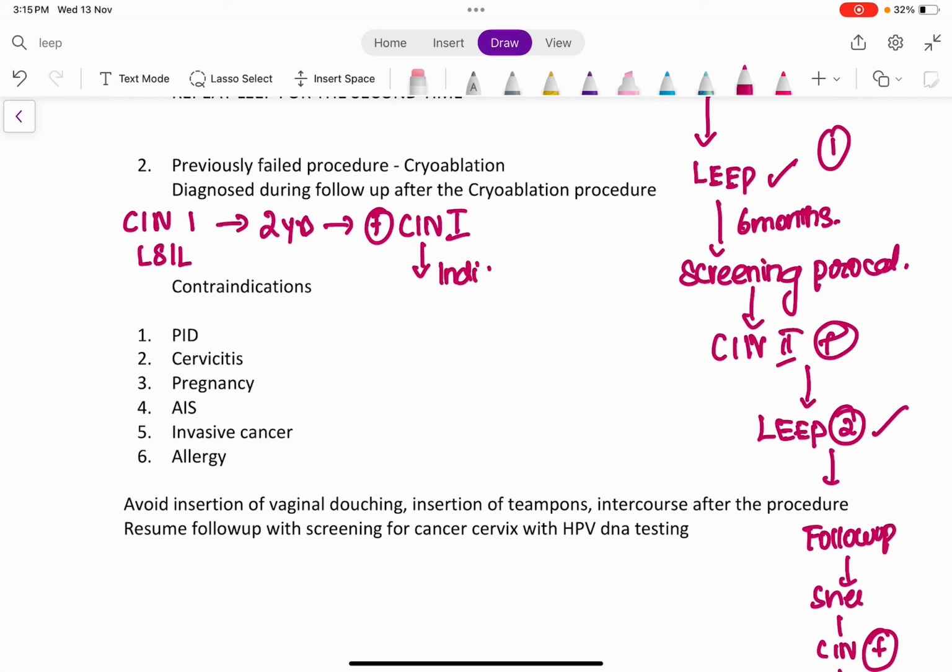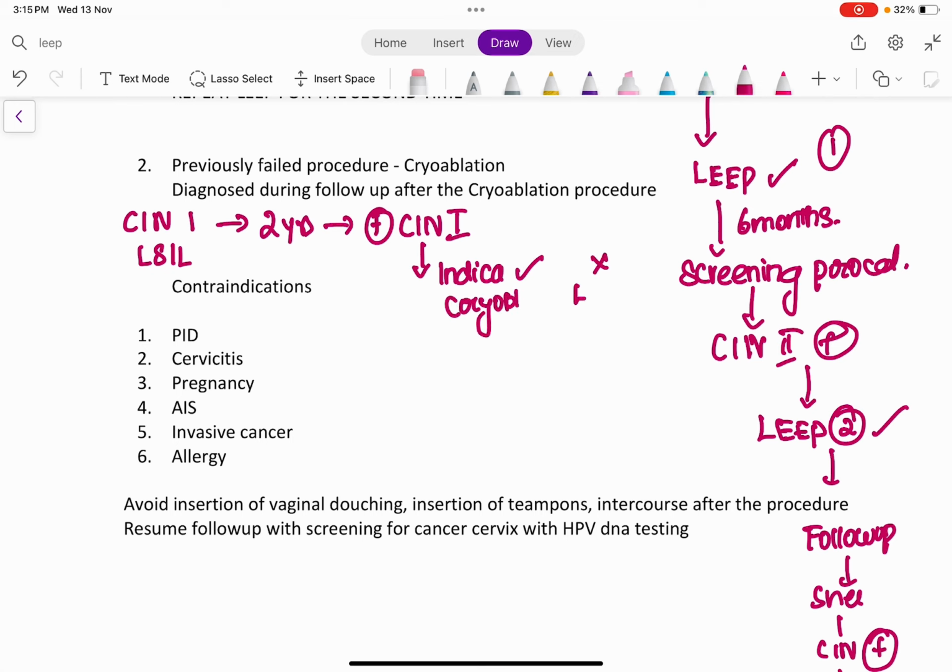If the indications for cryoablation are met, I'm going to do cryoablation. If the indications are not met, I have to do an excisional procedure such as LEEP. But the treatment of choice for cervical intraepithelial neoplasia type 1 remains cryoablation.